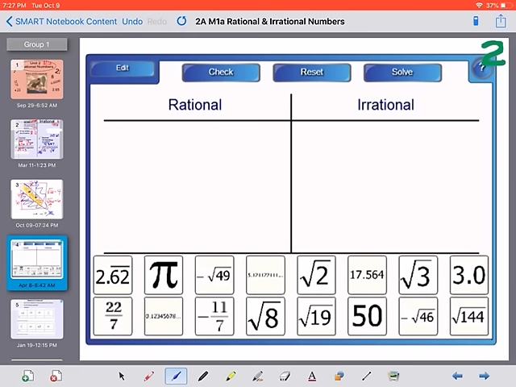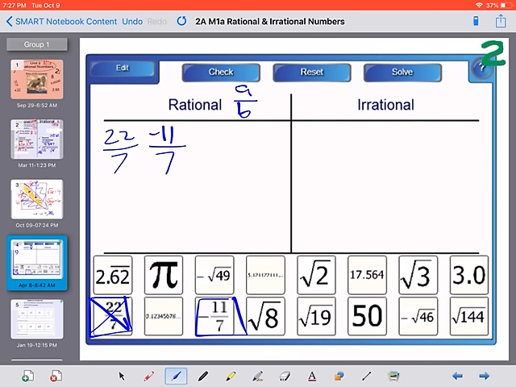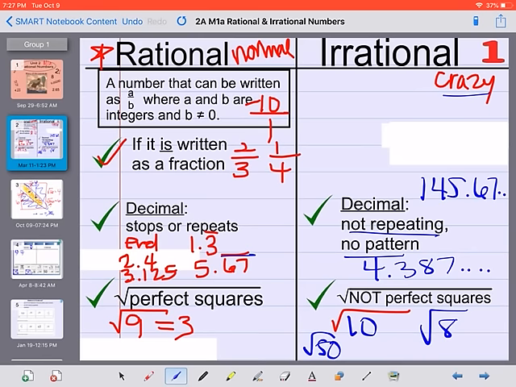Any number that's written as a fraction, A and B are just numbers. Well, here, for example, 22 over 7, that's a fraction, that's rational. 22 over 7, so I'm going to cross that one off. This one's also a fraction, negative 11 over 7. That's a rational number. Any other fractions? Nope. So I'm going to go on to my decimals.